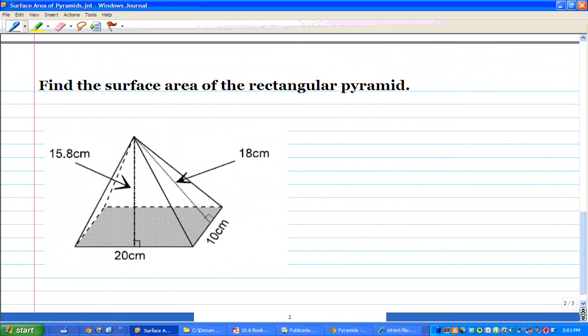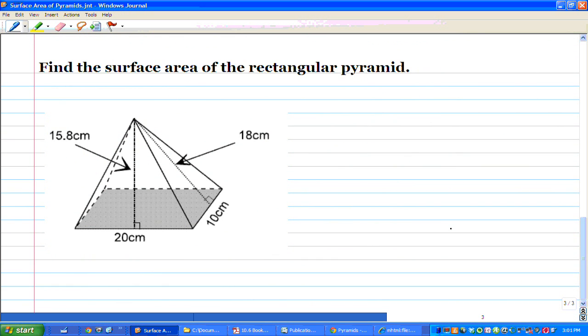Now let's try a rectangular pyramid. Hopefully you noticed on this pyramid that there are 2 different slant heights. That's because the base is no longer square. So when you're finding the area of this one, the base is just a rectangle, so it's going to be 20 times 10, or 200.